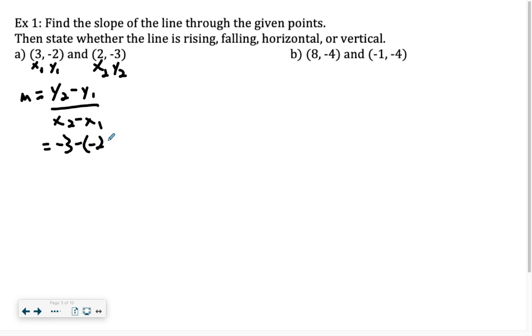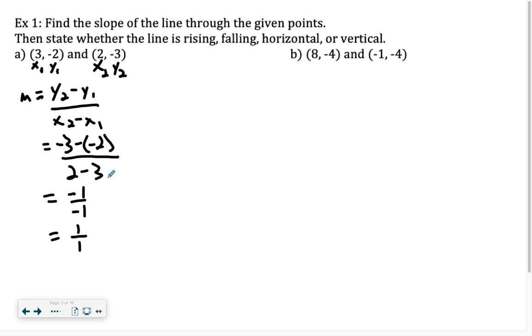We've got to keep our negative signs straight, so I always use parentheses when I'm substituting in a negative number. Then x2 minus x1 is going to be 2 minus 3. So -3 minus -2 is -3 plus 2, which would be -1. 2 minus 3 is also -1. So a negative divided by a negative is a positive.